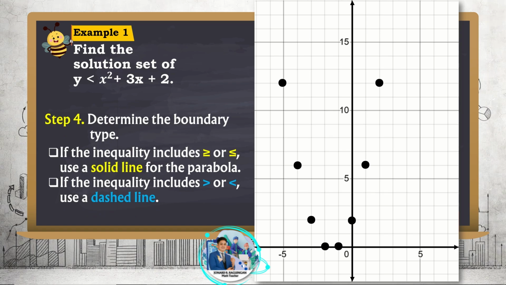Step 4. Determine the boundary type. If the inequality includes greater than or equal to or less than or equal to, use a solid line for the parabola. If the inequality includes is greater than or is less than, use a dashed line. We use a dashed line to represent the parabola since the symbol used is less than.